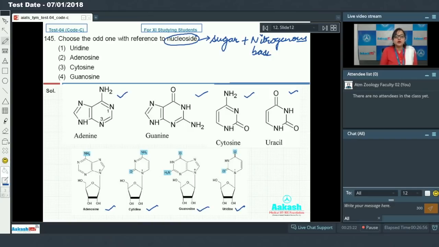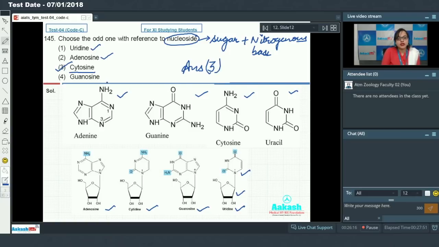So we have to select the odd one with reference to nucleoside. Option first, that is uridine. Uridine is a nucleoside. As you can see in the structure given here, there is a nitrogenous base which is bound with the sugar molecule. And option 2, that is adenosine. Adenosine is also a nucleoside. Option 3, that is cytosine. Cytosine is a nitrogenous base while its nucleoside form is cytidine. When cytosine binds with a sugar molecule, it forms cytidine. So cytosine is the odd one with reference to nucleoside, making option 3 the answer for our question.